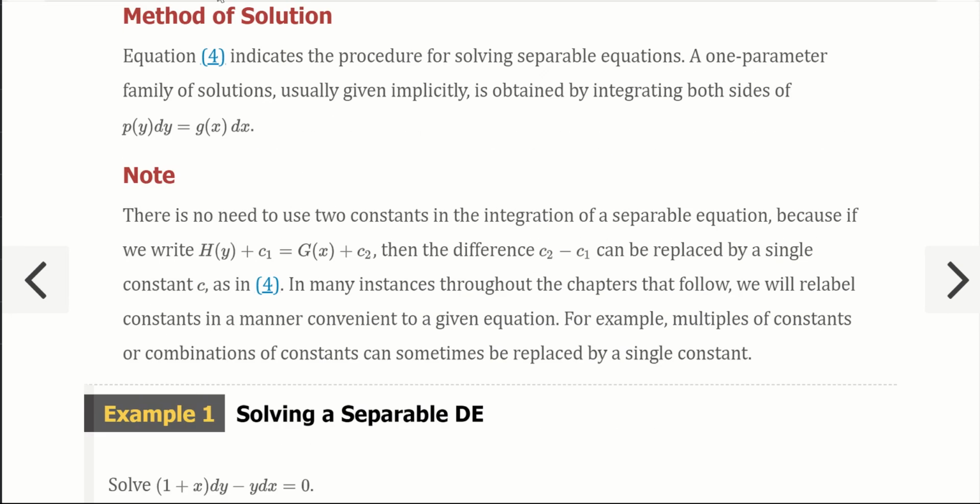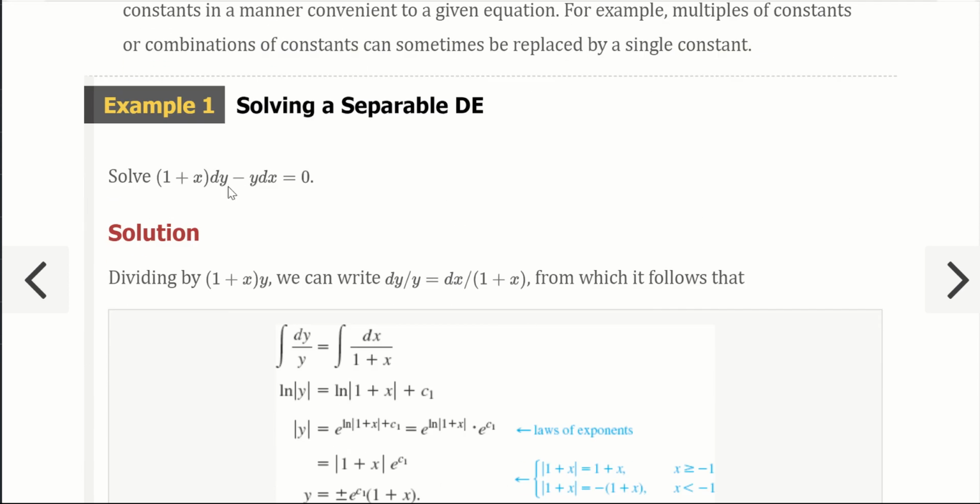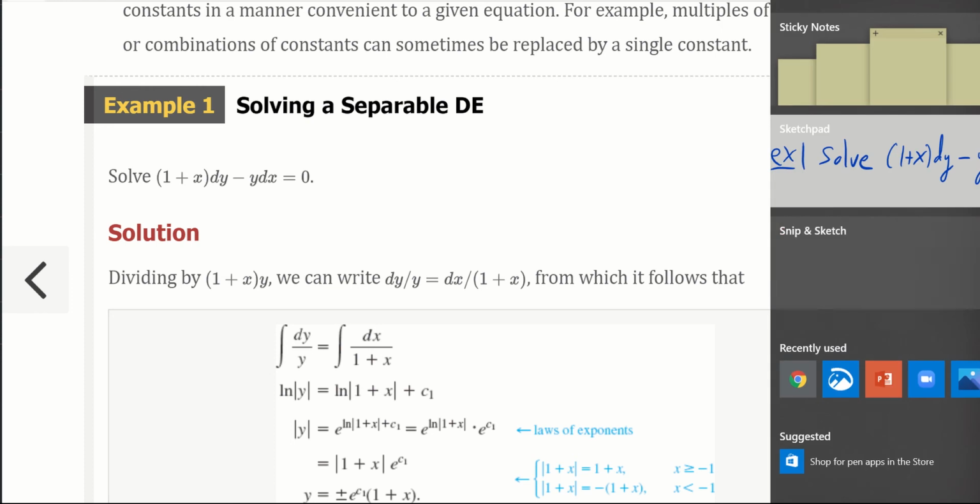So, the method of solution. Whenever we have a one-parameter family of solutions, usually given implicitly, it's going to be obtained by integrating both sides of some function of y dy equals some function of x dx. That's the goal that we're looking for right now. Let's go ahead and solve this separable differential equation.